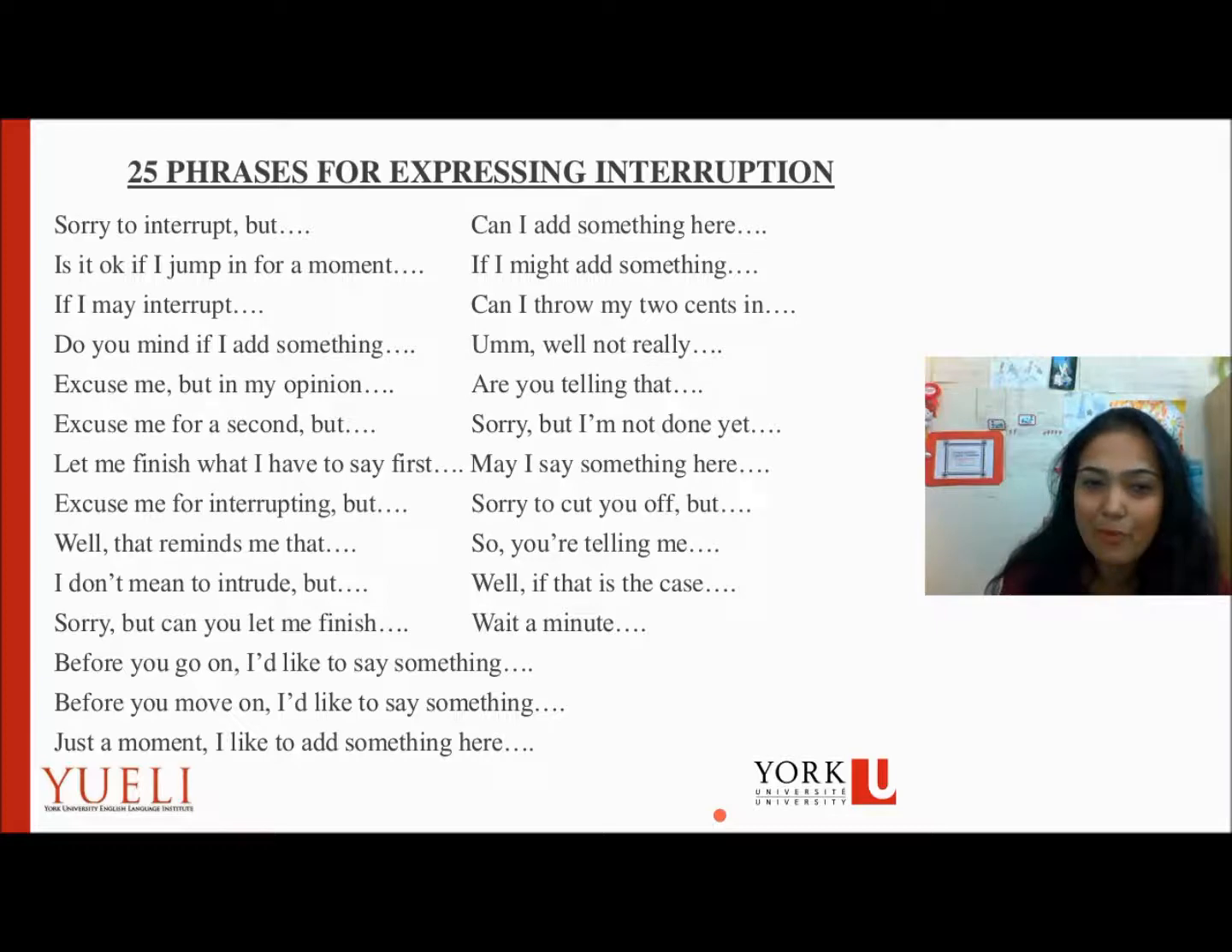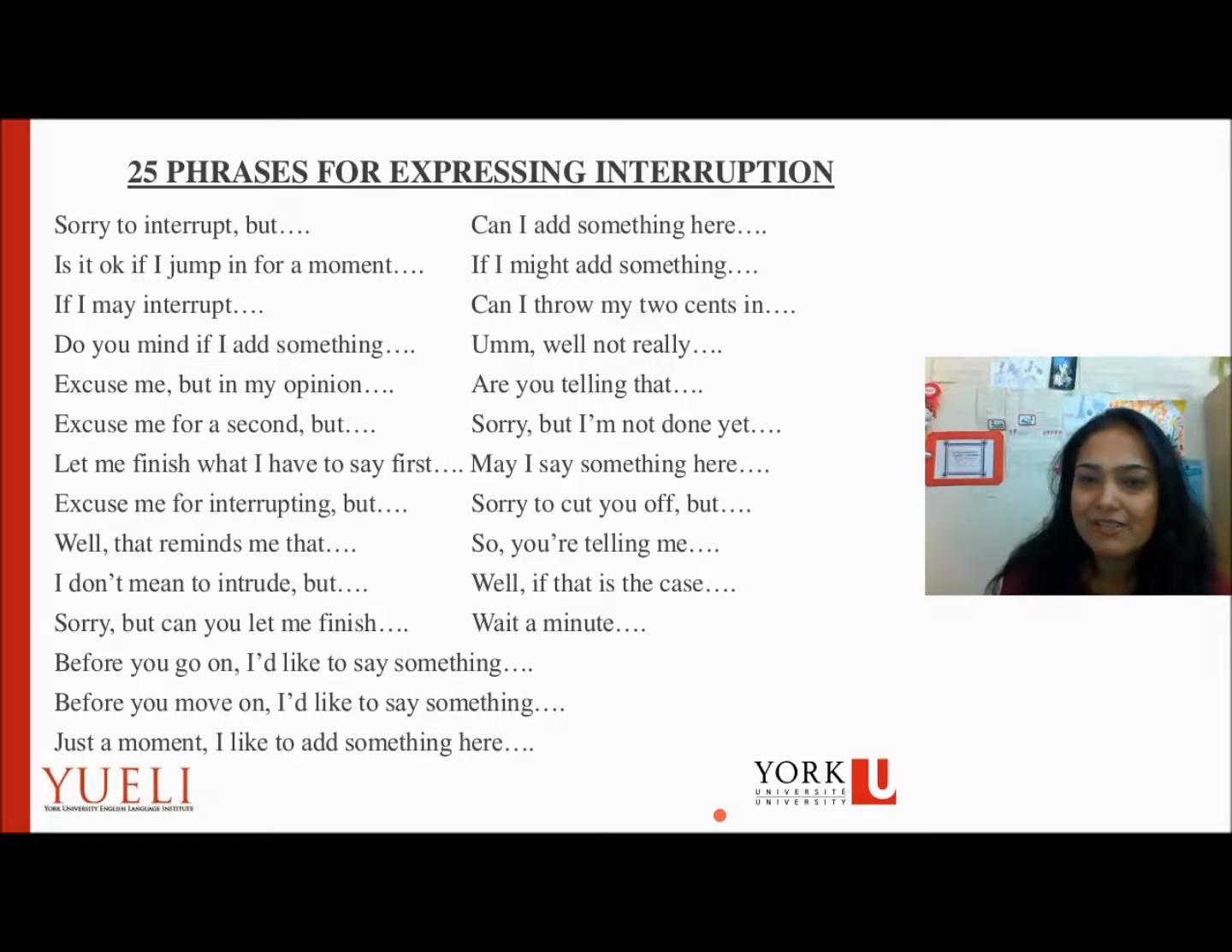Then there are 25 phrases for interruption. So: sorry, but can you let me finish? This was really important because when it is a discussion, you have a lot of people interrupting because after a certain point, people are very passionate and students want to express their opinions, and taking turns is something that is not taught in many classes, and students think that as long as they don't bang on the desks and they don't interrupt and they don't raise a voice, they're not doing a good job in discussion.